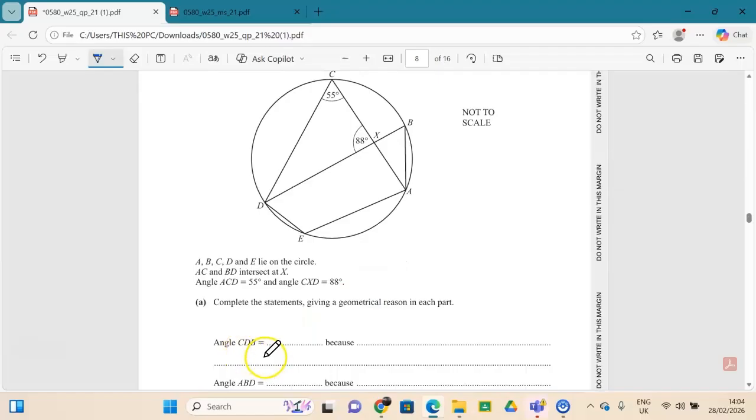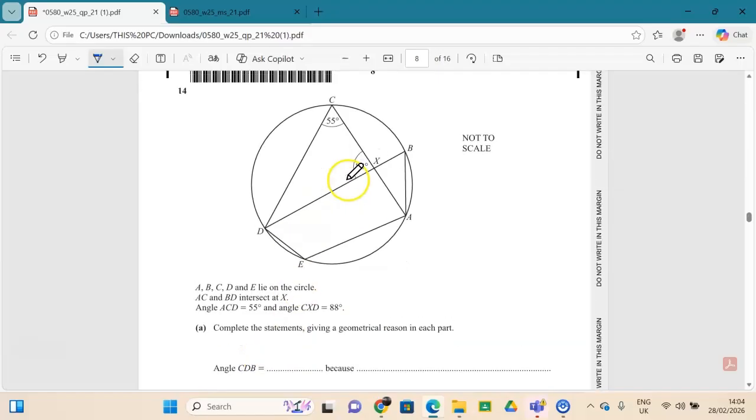So here, let's look for angle CDB, meaning this very angle. How do we get angle CDB? At least there is a triangle. I can see this triangle CDX. If I already know this and I know this, then this is the third angle in the triangle. And we know the sum of angles in a triangle is 180 degrees.